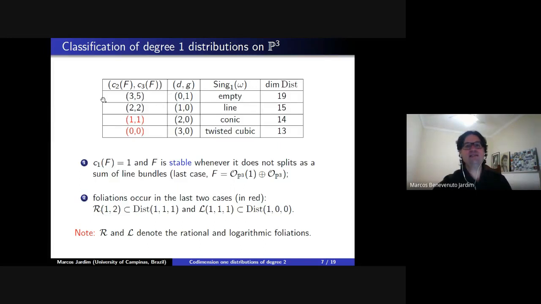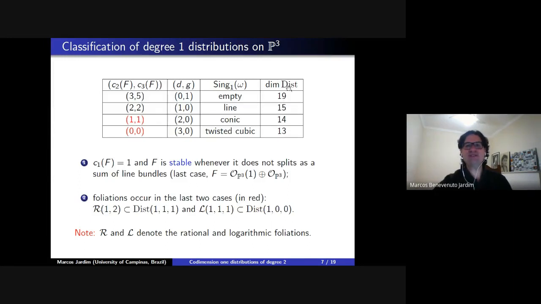So the first line here corresponds to the generic distributions with empty one-dimensional parts. So this second number here, the c3, tells you how many isolated singularities, the length of the zero-dimensional part of the singular scheme. So for a generic distribution, this is how many isolated singularities you have. So this is 5 here. This first line corresponds to the generic distributions. And then you have another class of distributions for which the singular scheme is a line plus 2 points. And this family of distributions has dimension 15.